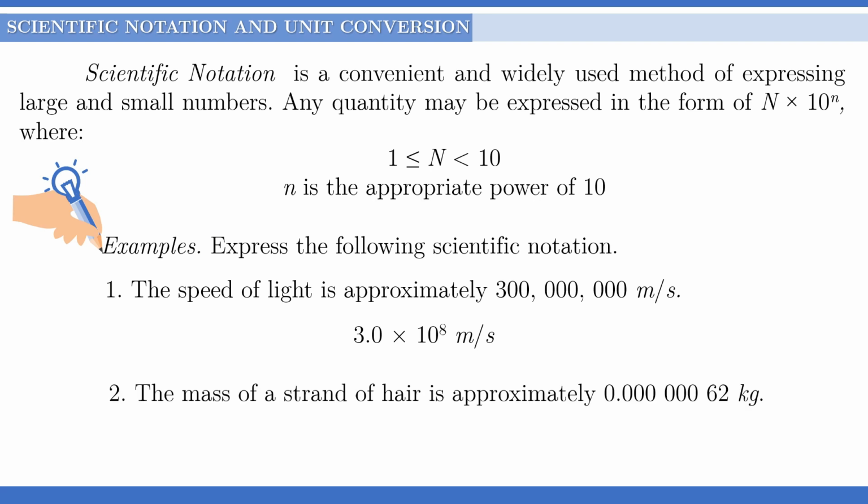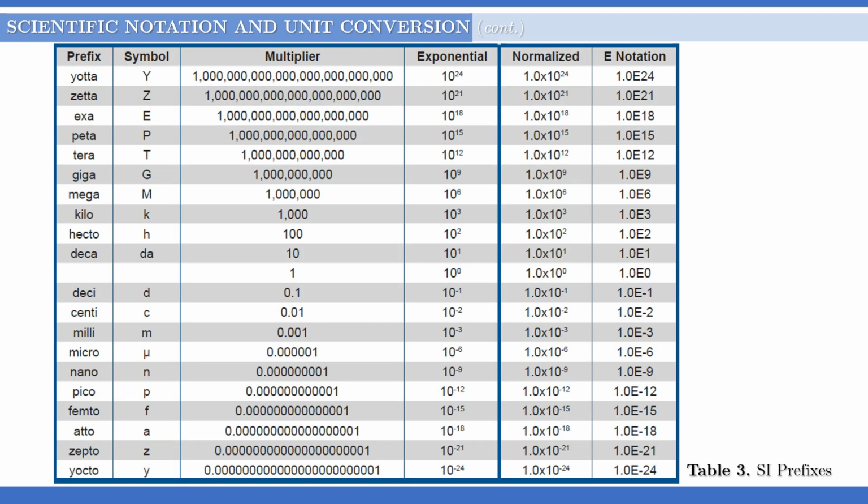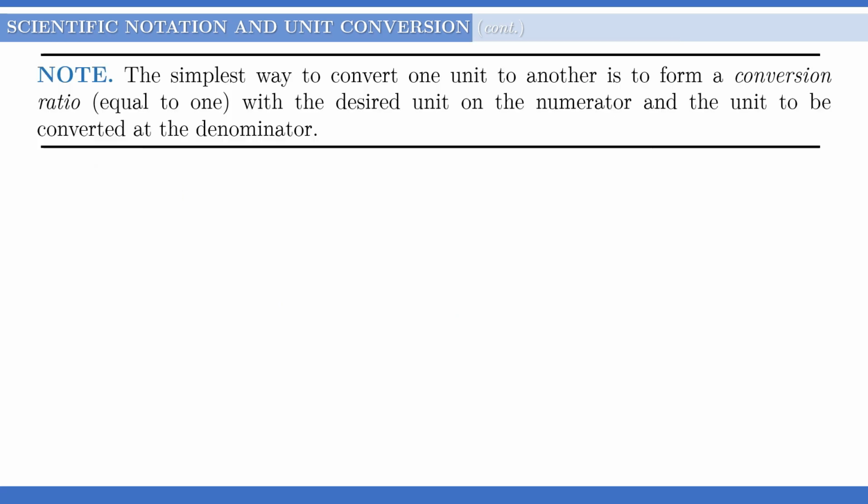Second, the mass of a strand of hair is approximately 62 millionths of a kilogram. Expressing this value in scientific notation, we obtain 6.2 times 10 raised to negative 7 kilograms. This table shows different SI prefixes that can be used in presenting measurements.